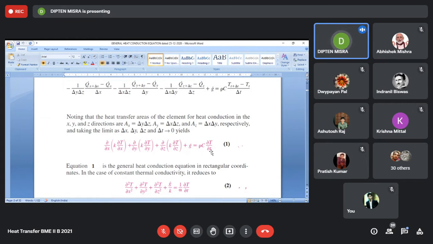So depending on the nature of the problem, we can simplify this equation so that we can set aside the less important terms, the non-contributing terms or the negligible terms, and we can drop those terms so that the equation becomes easier to solve.